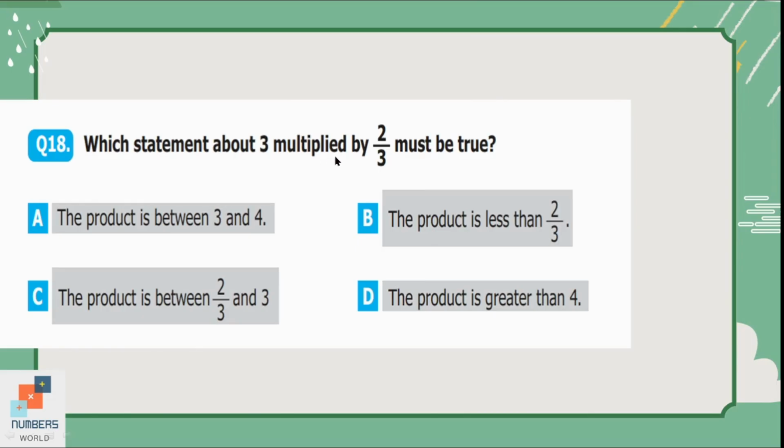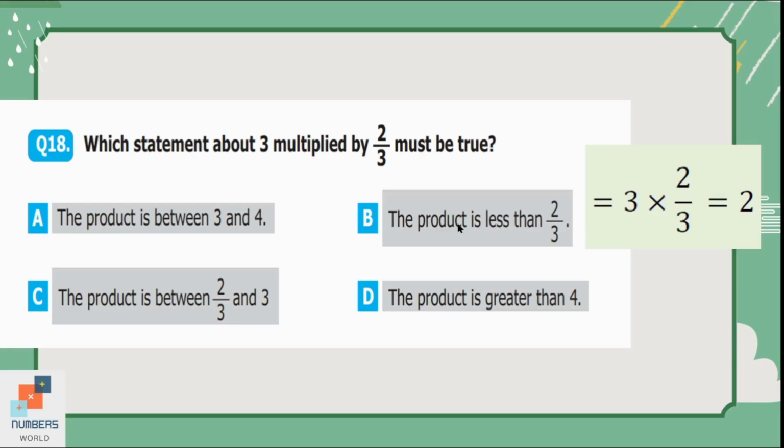So question number 18. Which statement about 3 multiplied by 2 by 3 must be true? So let's solve it first. If we multiply 3 by 2 by 3, the answer is equal to 2 because 3 is cancelled with 3, so 2 is left. So option A, the product is between 3 and 4, is wrong because 2 doesn't lie between 3 and 4.